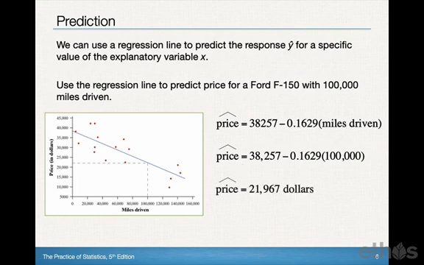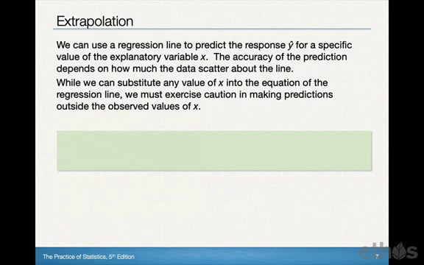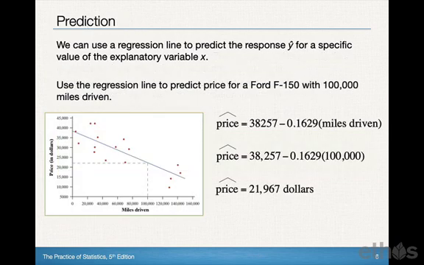So a Ford F-150 with 100,000 miles on it would cost, the price to sell it, you'd perhaps be able to get $21,967 for it. So interpreting that answer is also good, because notice there's no dollar sign on that answer. They did put the word dollars, but if you want to be that student that always gets rounded up, you should put a sentence for an answer.